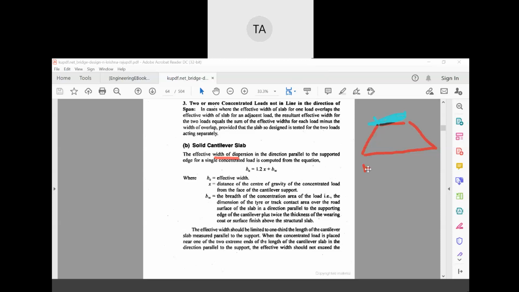Now look, this is the part of the bottom of the road. So if this vehicle is moving here like this, then the load will be dispersed here in this way. And this is denoted by what? B and E. So now this is the BE. That means BE is the effective width. Now BE is different for different cases.